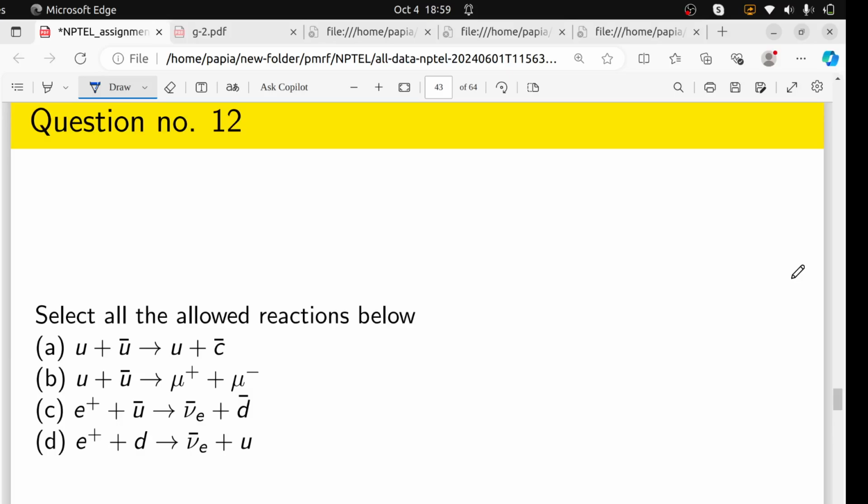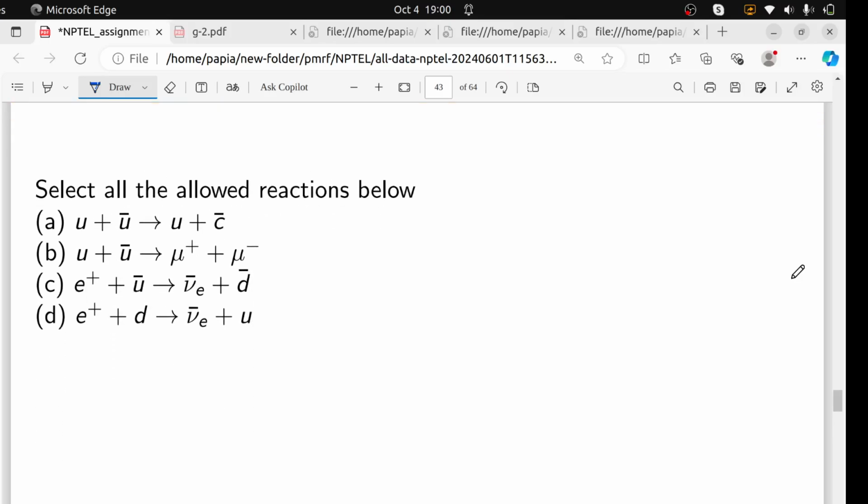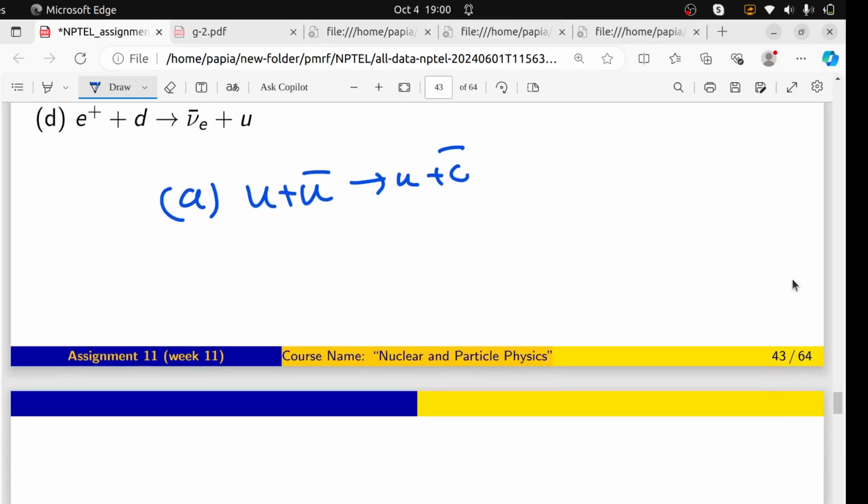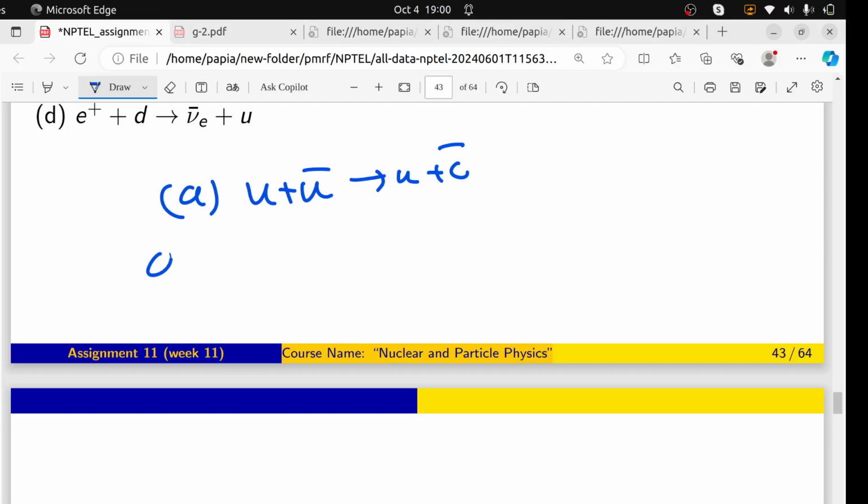Okay, now coming to the next question. Select all the allowed reactions below. Let's take the first option: U plus U bar going to U plus C bar. To see this type of interaction, first charge is fine: 2 by 3 minus 2 by 3. U has 2 by 3, C has Q as 2 by 3, but C bar is there, so that is minus 2 by 3.